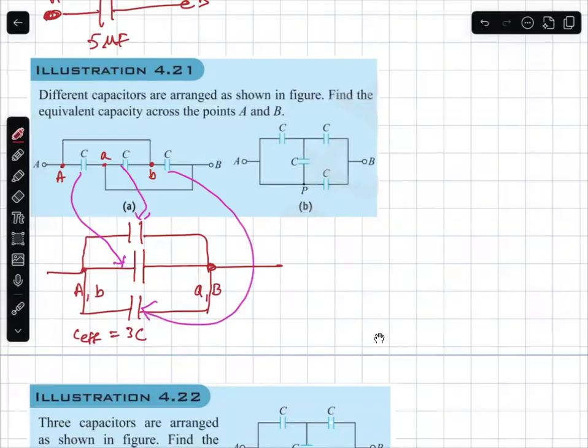This is how you should convert the condition. Clear? Now, why don't you try the next part? Now, here A and P are the same potential. You know how I will rewrite this?